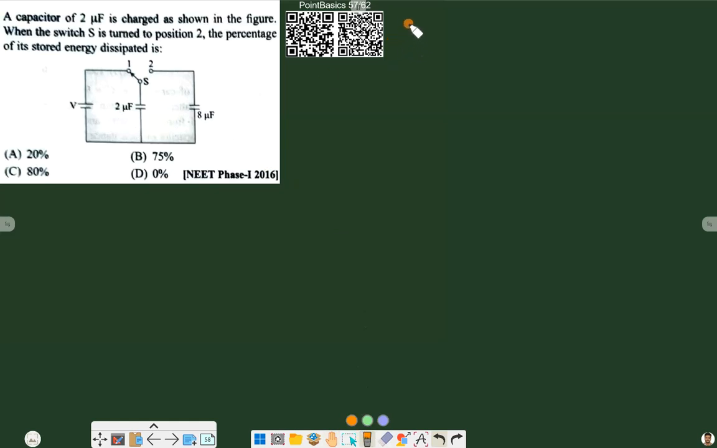our initial energy U initial will be, because initially this 2 microfarad capacitor is charged and we are ignoring micro here, so it will be half C, that is 2, into potential, that is V square. So our initial energy is equal to V square and our initial charge will be C into V, so 2 into V is our initial charge.